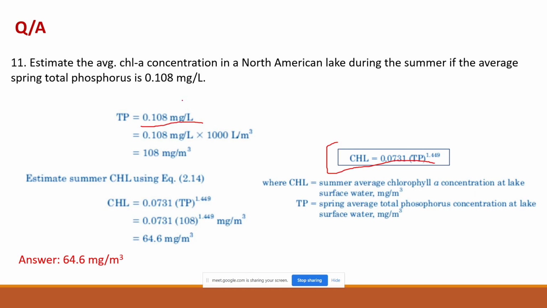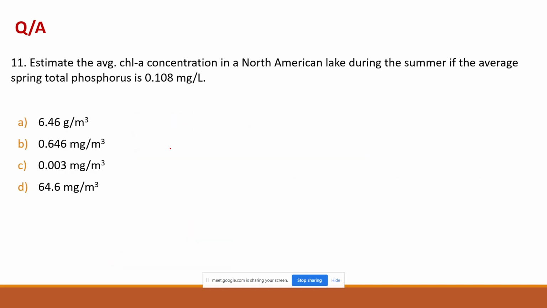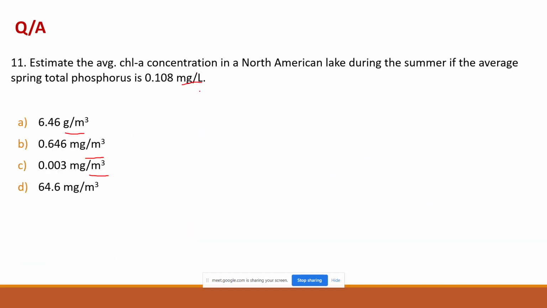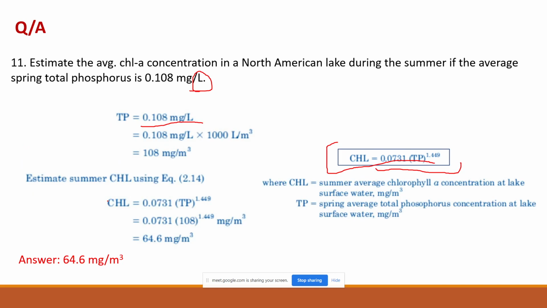First you have to convert this mg per liter into mg per meter cube, because all the options are either in gram per meter cube or mg per meter cube. Obviously you will have to convert this, because in this relation there is no expression where any unit conversion will take place. So you have to convert this liter into meter cube. Then only you can arrive at any of these answers. The only point in this question was unit conversion. Next was simple: you have to put the values in the provided relation and you'll get the answer.